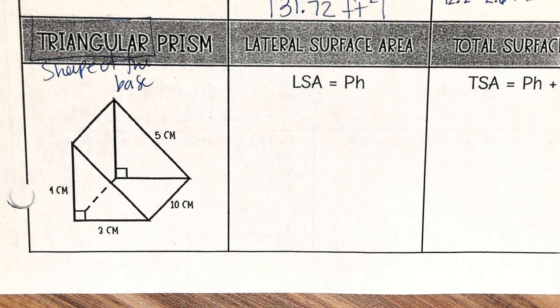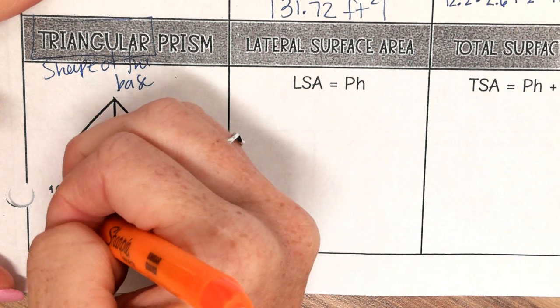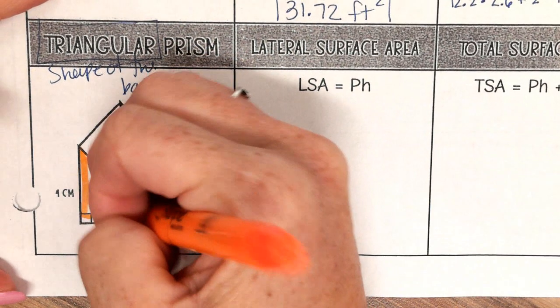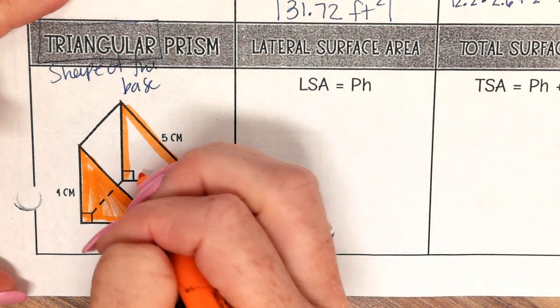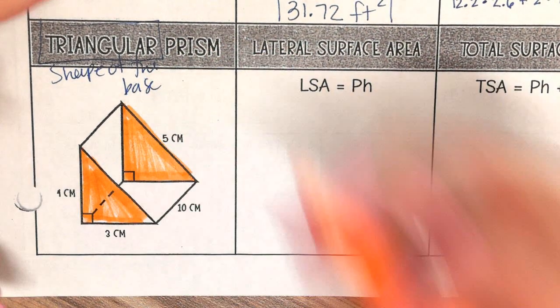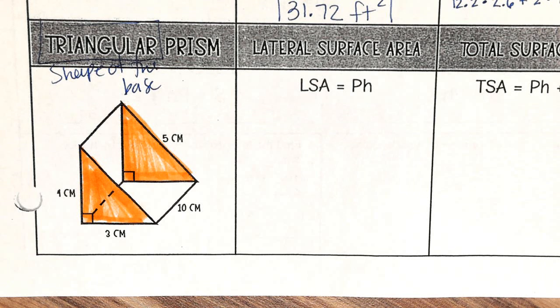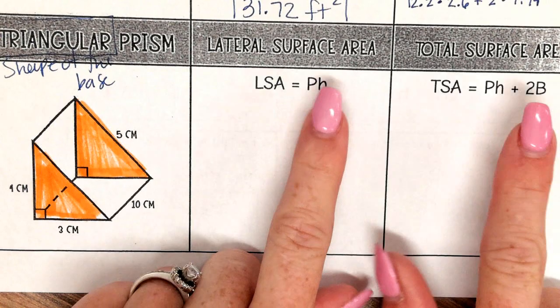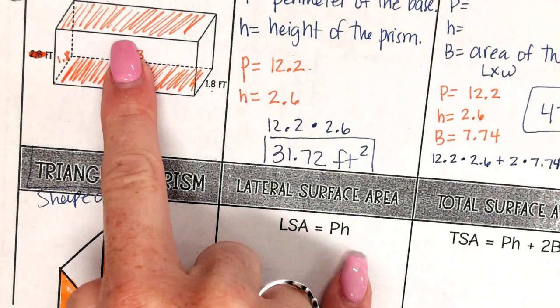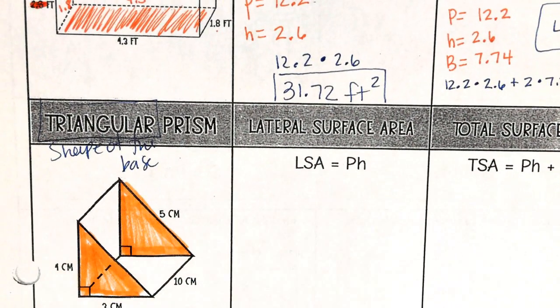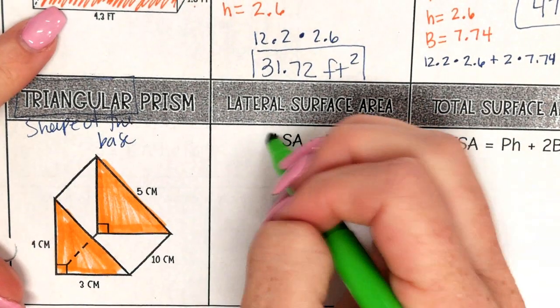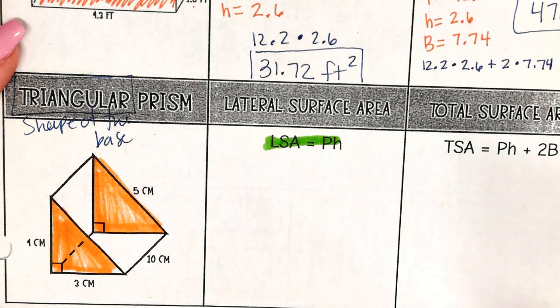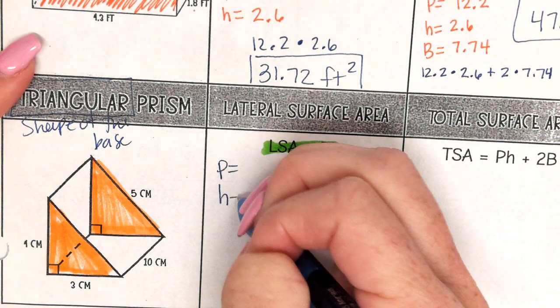So shade in your bases. This is a base. And this triangle back here is also an identical triangle to the front. There are two triangular bases. Does everybody agree? Why are the formulas the same? Because they're both prisms. This is a prism. This is a prism. Make sense? So we're still going to do, for lateral surface area, I'm still going to do pH. So I need a P and an H.